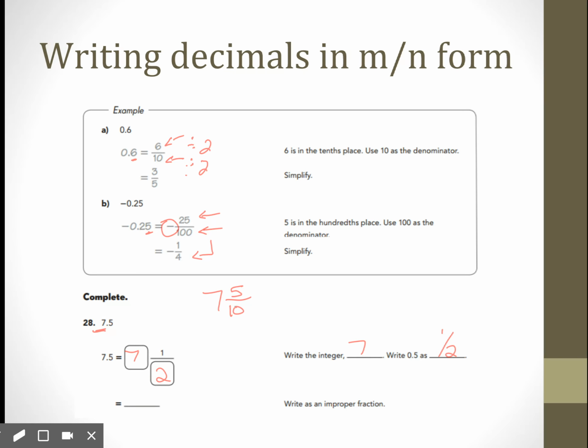And then we just follow the same steps. 2 times 7 is 14, plus 1 is 15. It simplifies down to 15 over 2. If you would have kept it in this form, 7 times 10 is 70, plus 5 is 75 over 10. And then you would have divided by 5 and still wound up with 15 over 2.